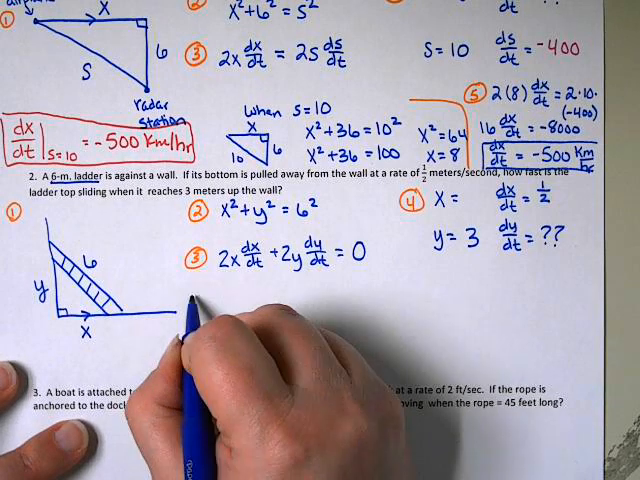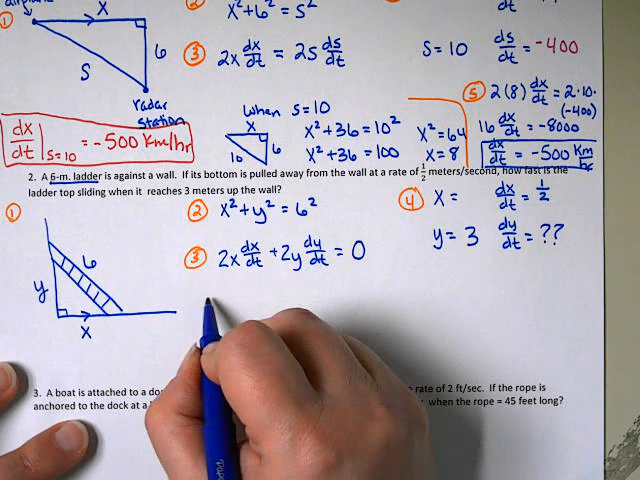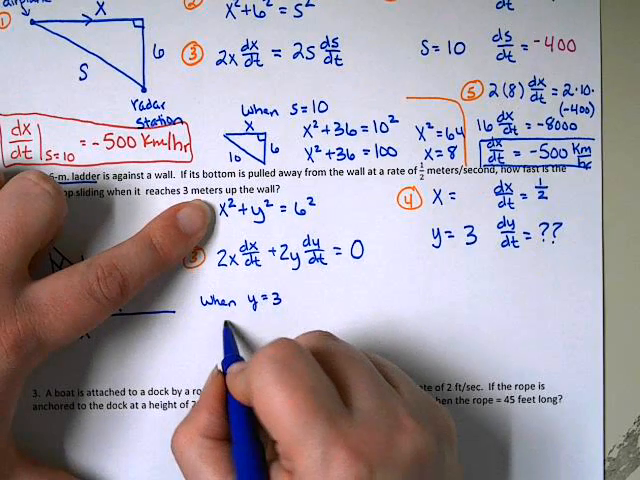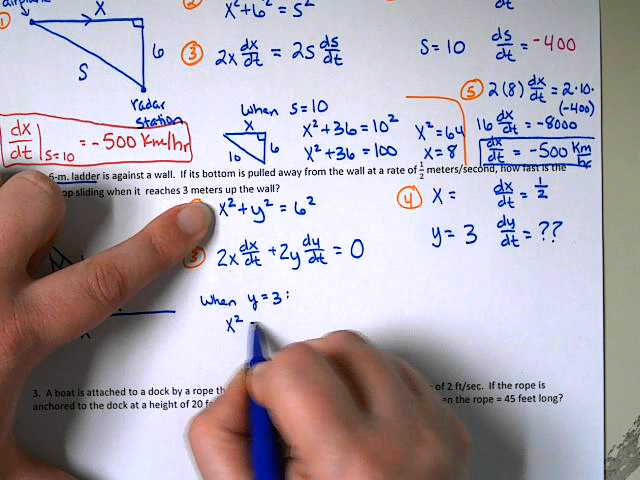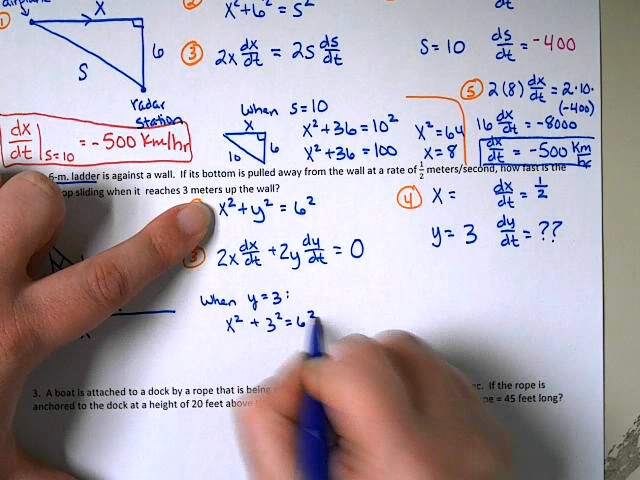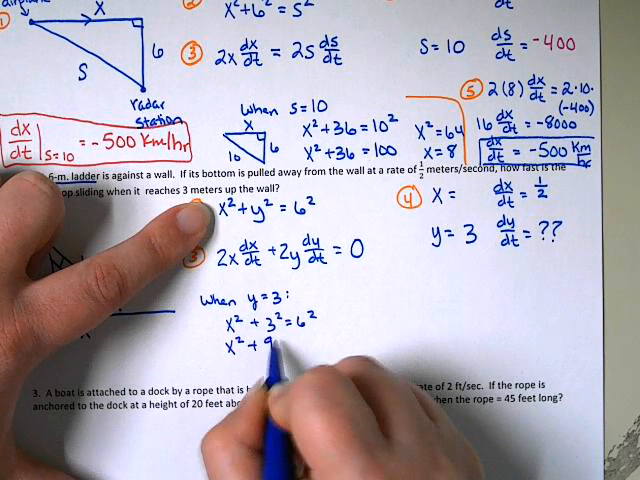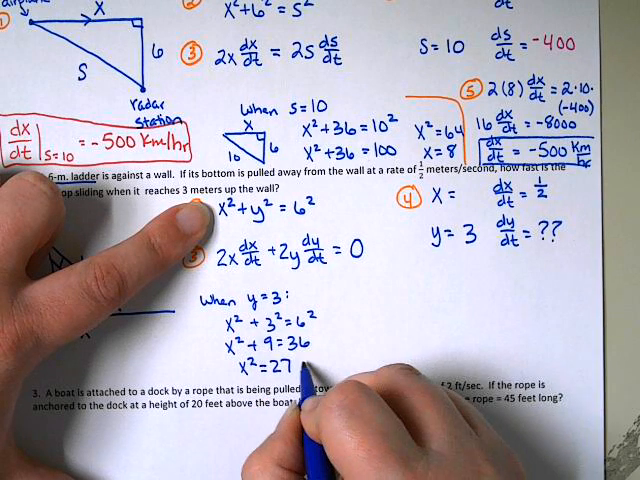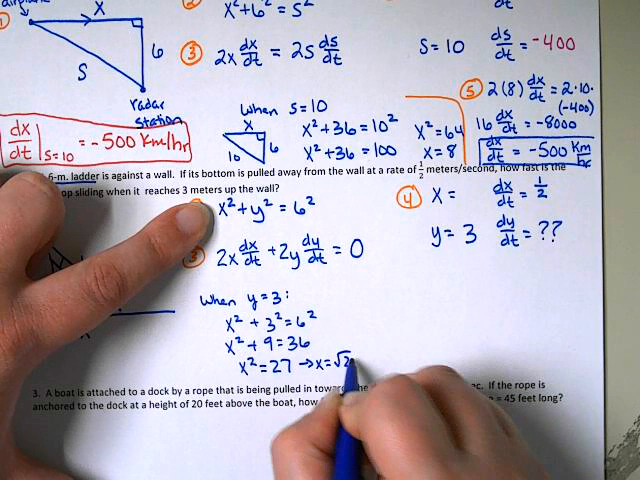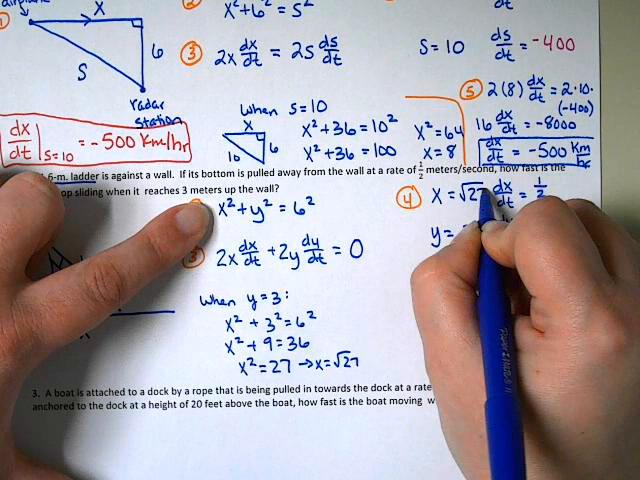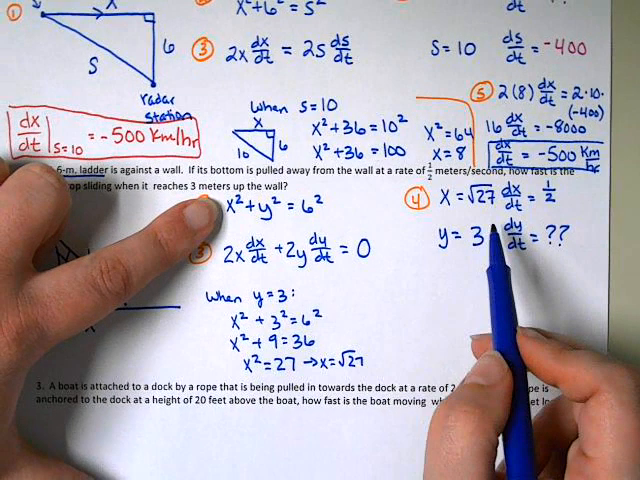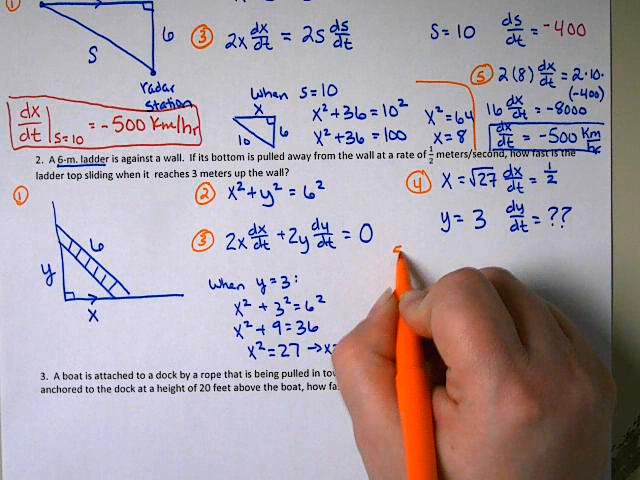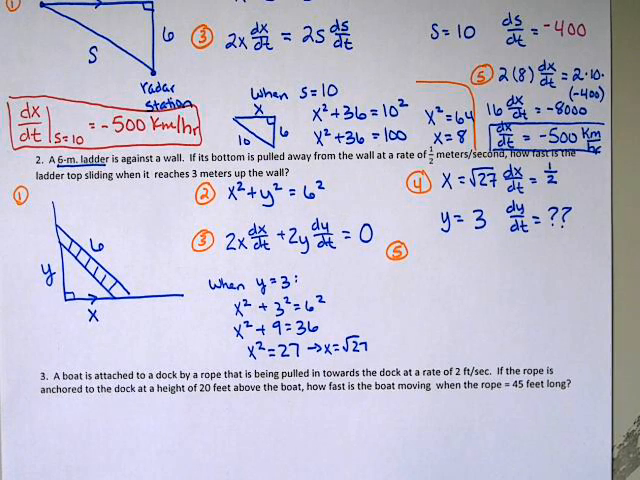Which means somehow I can find the x value. So again, some students will draw the picture again, some students will just go right to Pythagorean theorem. But we know that when y equals 3, we'll have x squared plus 3 squared equals 6 squared. So x squared plus 9 equals 36. x squared equals 27. So we get that x is equal to the square root of 27. So I'm going to go ahead and put that here for my value of x. And now step 5 then is to go ahead and solve.